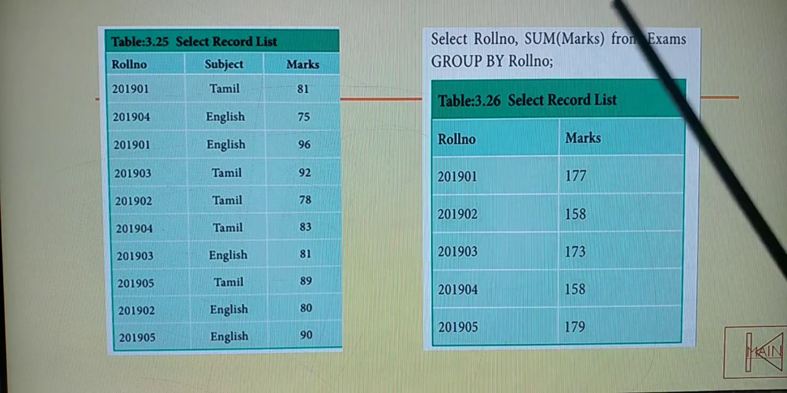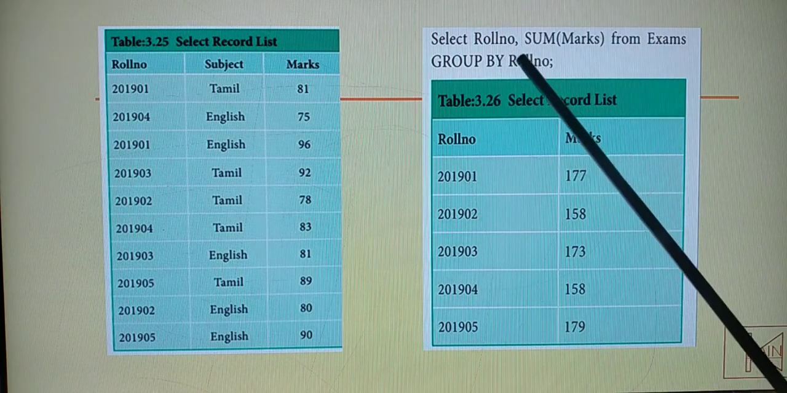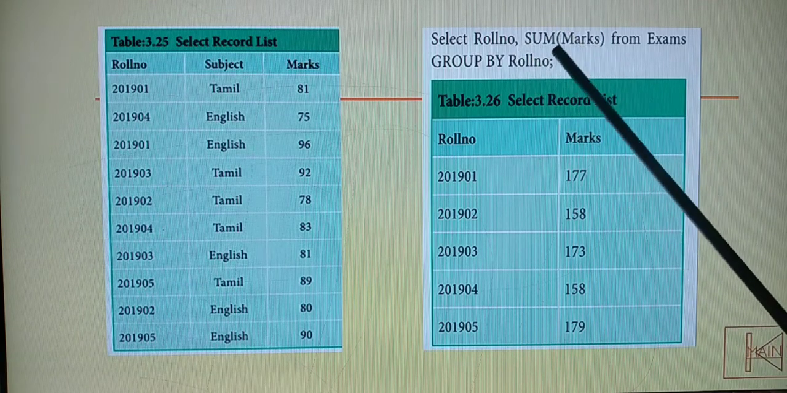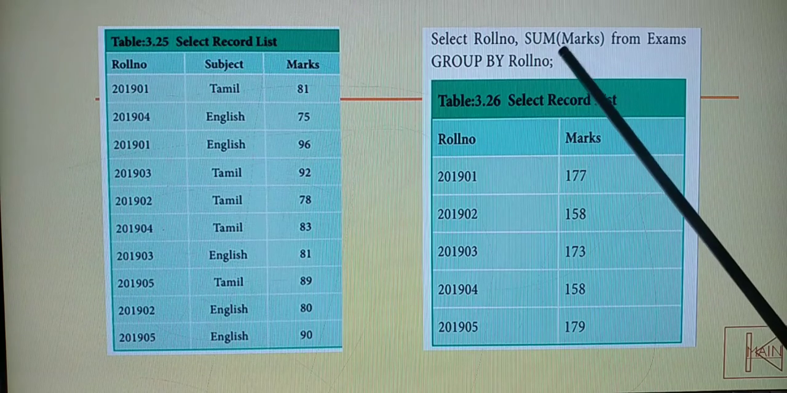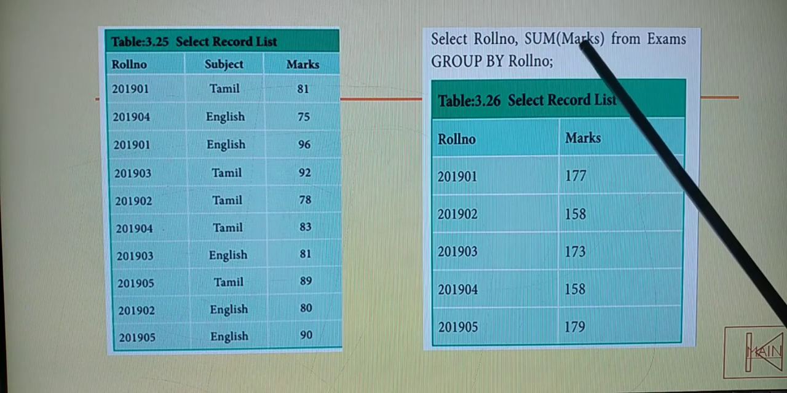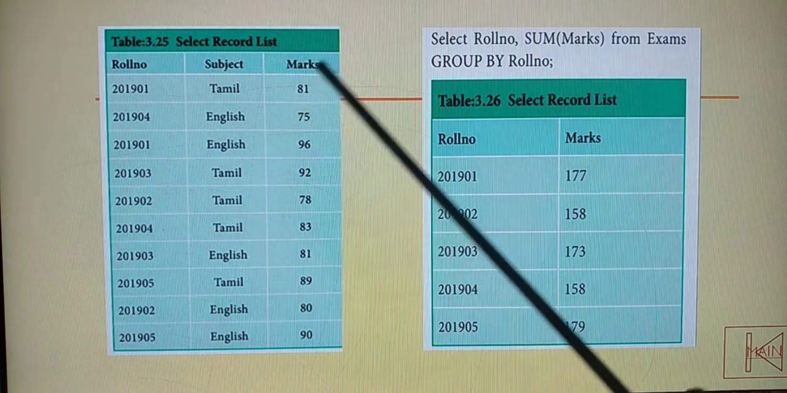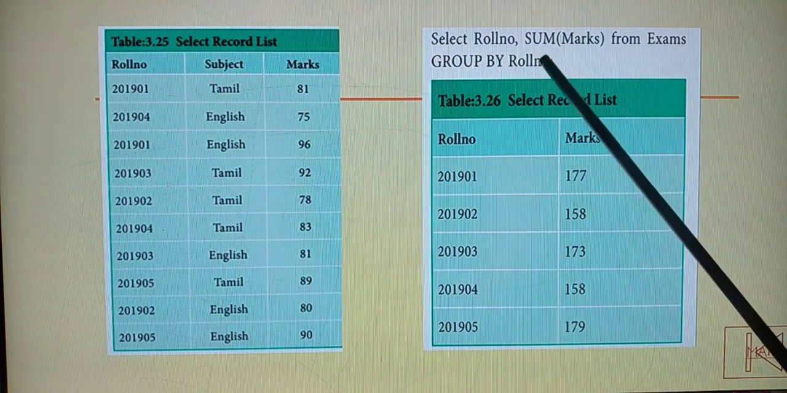Yes, see this syntax. Select roll number. Now we are going to select only the roll number. Sum of marks. Sum, inside the bracket you are going to have the marks. It is your field. Here you are having no mark. Here you are going to use sum. Sum is a function. Sum means what?